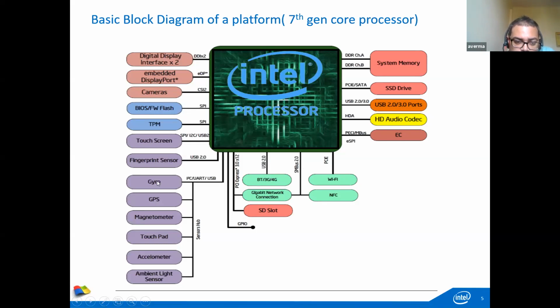Now, another one of the important components which you might be aware of is the sensors, right? Most of the modern computers have a lot of sensors today. For example, gyroscope or global positioning system, GPS, or magnetometer or touchpad or accelerometer or ambient light. There are many others also, right?